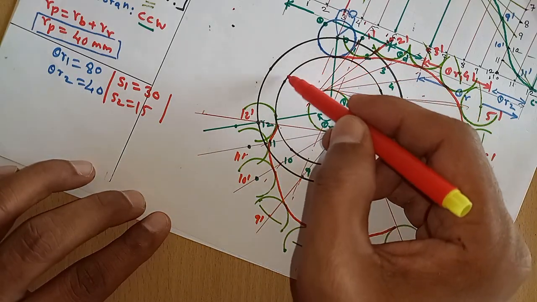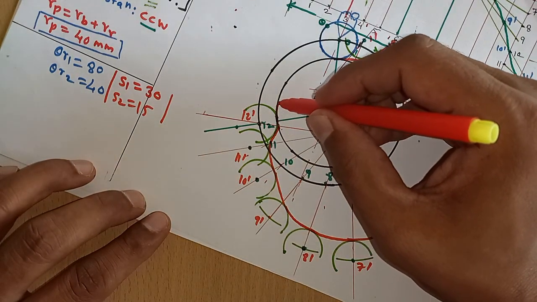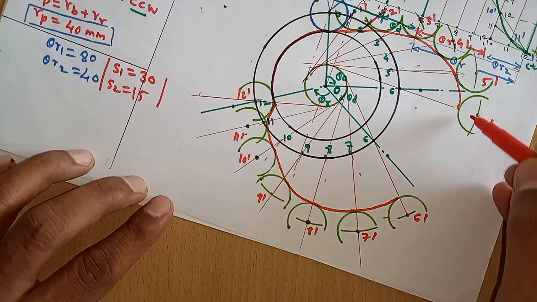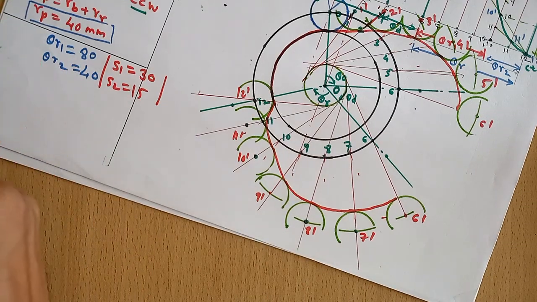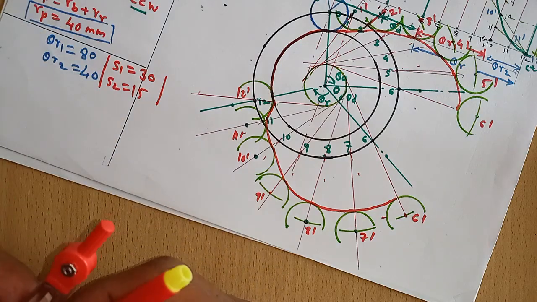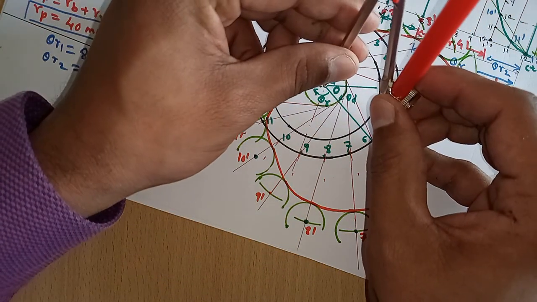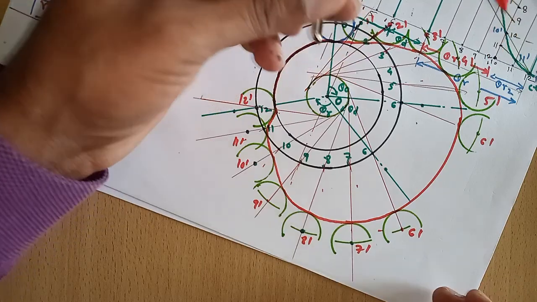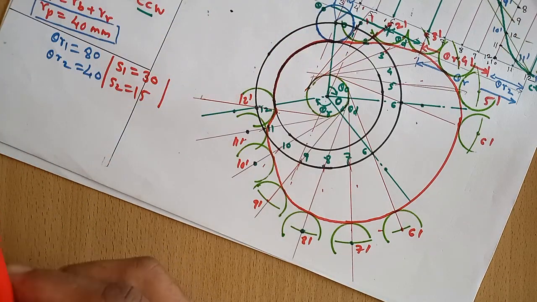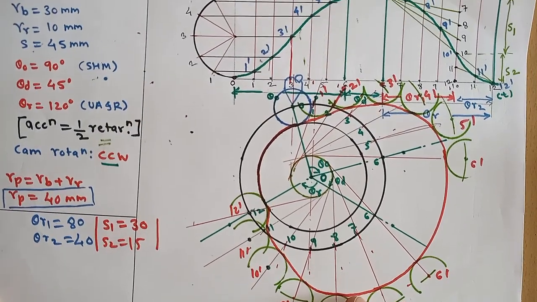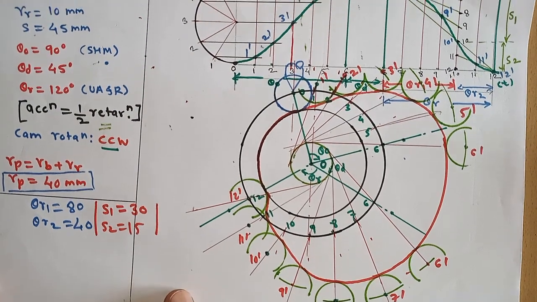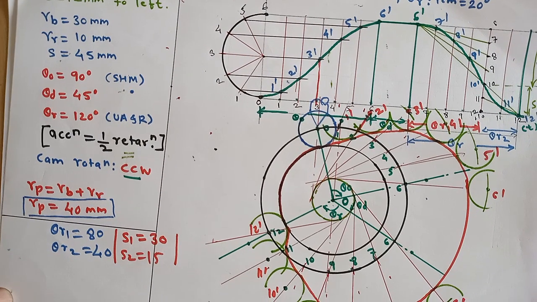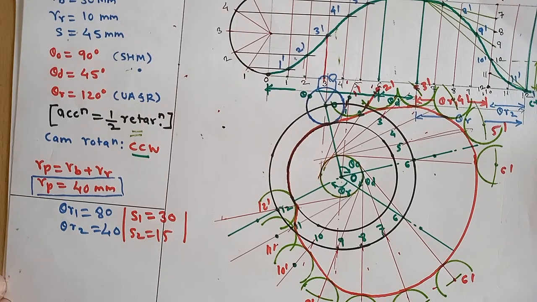Okay. Now during dwell period, this is the last dwell at the lowermost position. The cam profile must be the perfect circular arc. And this is also the dwell period, 6 dash to 6 dash. And that should be also a circular arc with its center at the center of rotation of cam. So we draw this curve using compass. So this is the cam profile for the follower, offset roller follower moving with simple harmonic motion during outstroke and uniform acceleration and retardation during return stroke. Thank you.